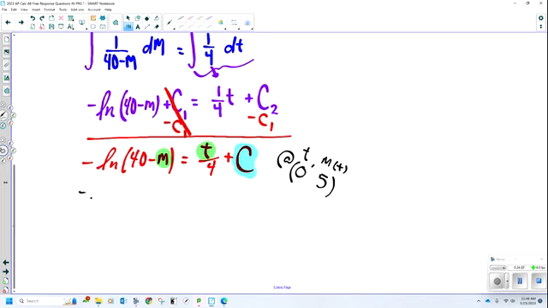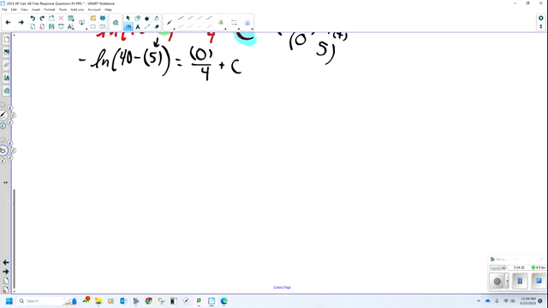The negation of the ln of 40 minus m, which is 5, equals 0 for t over 4 plus c. Okay, this is really, really nice and really easy. Okay, you extend this bad boy.